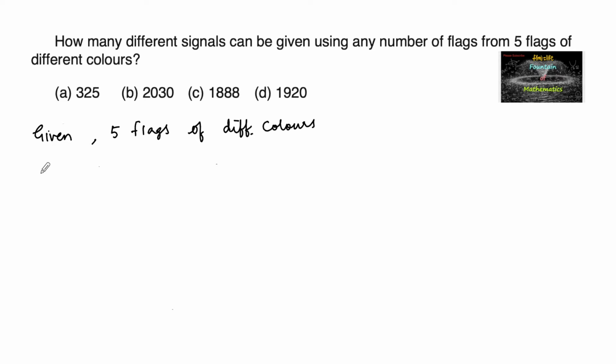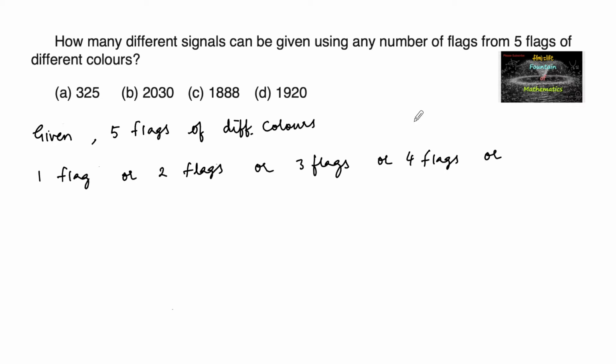Means we can use either one flag or two flags signal, or we can use three flags, or we can use four flags, or the maximum is 5. So we can create a signal by using either one flag, two flags, or three flags, or four flags, or 5 flags.